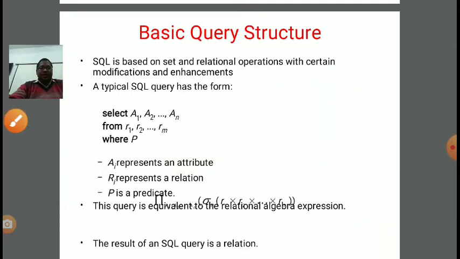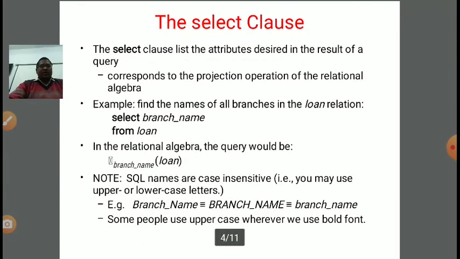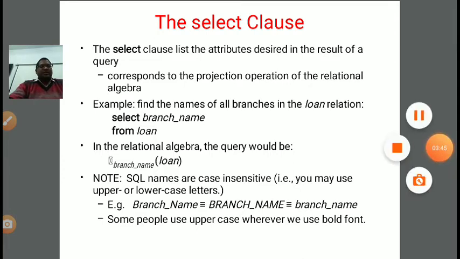Okay. Now a very important point: the result of an SQL query is a relation. Now we are going into detail about these clauses. The first clause is the select clause. The select clause lists the attributes desired in the result of a query. Clear? It corresponds to the projection operation of relational algebra.